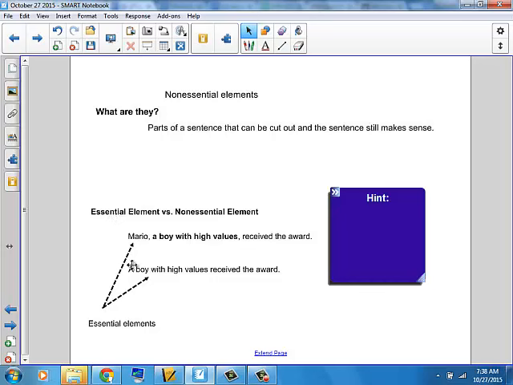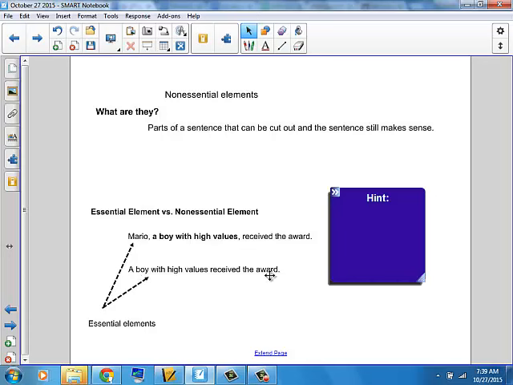So you can see in these two diagram sentences, "Mario, a boy with high values, received the award." Mario is an essential element. A boy with high values is extra. How did I know that? Because I can take that expression out, that element out, and the sentence makes sense. Take a look at the second example. "A boy with high values received the award."